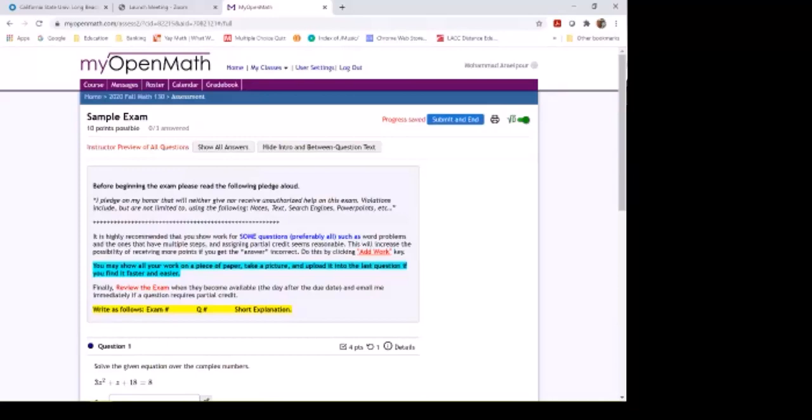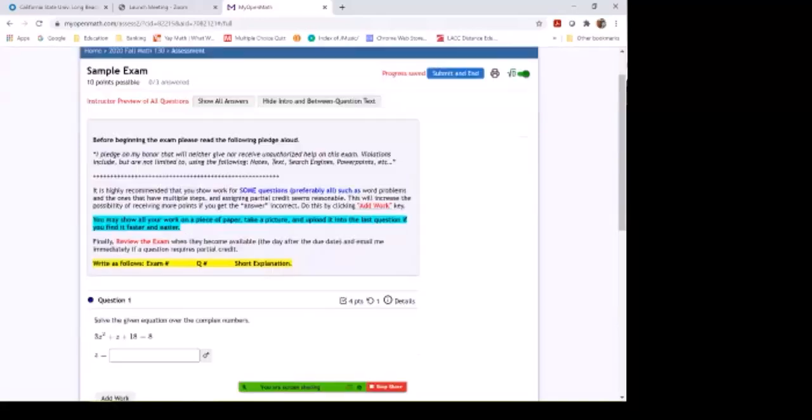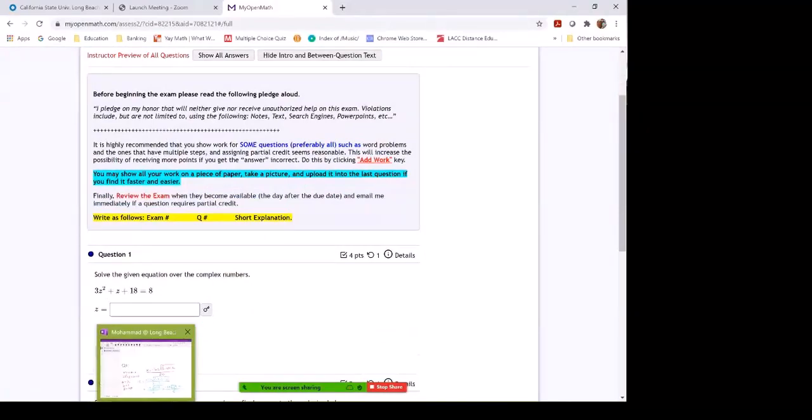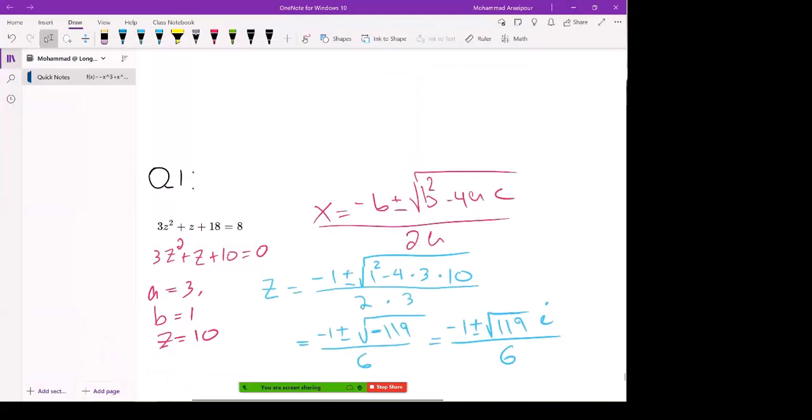There are three ways to show work. There's a place called Add Work. I'm showing you the first example. Okay, it says Add Work. I've worked out this example and here's what we got here. So I'm showing the work step by step. And now I'm going to put it in.